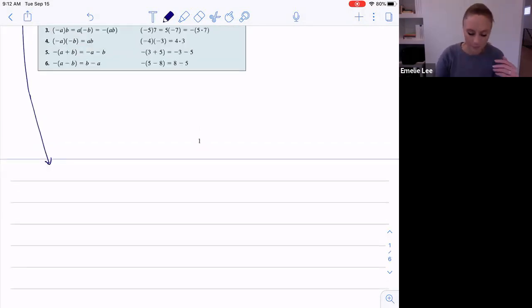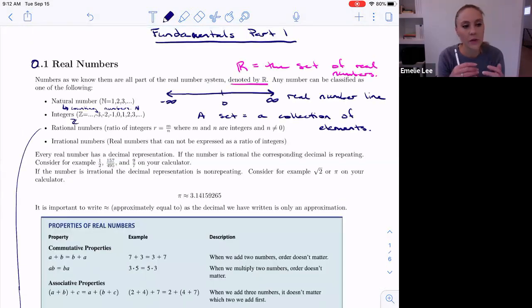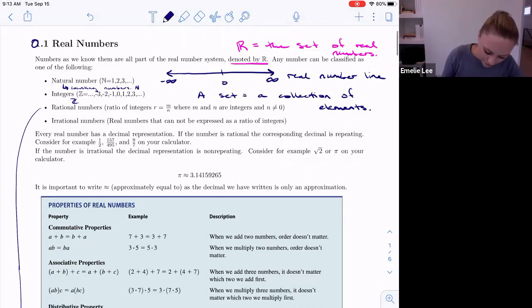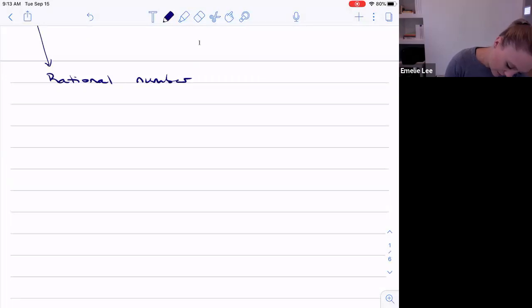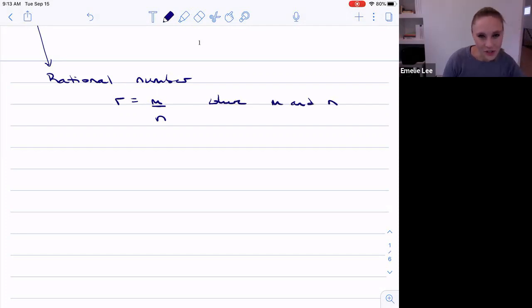So we can talk about rational numbers. Rational numbers are fractions, right? So they're ratios of integers, like m over n, and we like to use these letters to denote a placeholder for a number, right? We'll get very used to using letters instead of numbers because it's more general. So I have to define what m and n look like. A rational number R equals m over n, where m and n are integers, right?